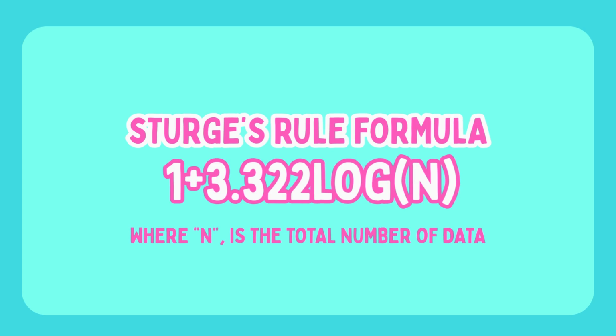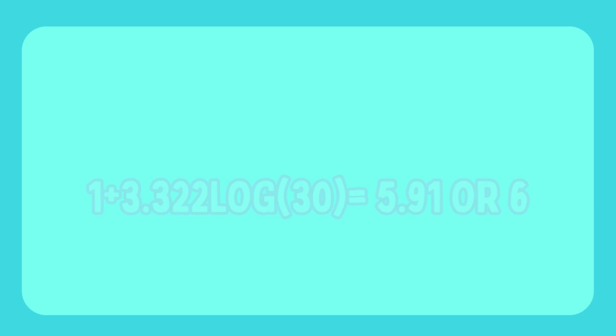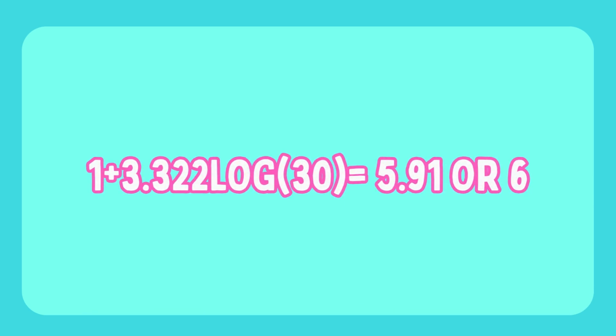Next step is to find the class mark. In finding the class mark, we need to use the Sturges' rule formula. So we have 1 plus 3.322 log n. Always remember that our n here is the total number of data, and that is 30. So grab your calculator to calculate this one. Therefore, our number of classes, or our class mark, is 5.91 or 6.